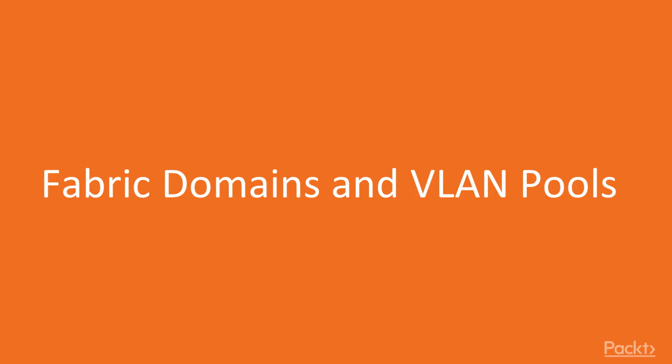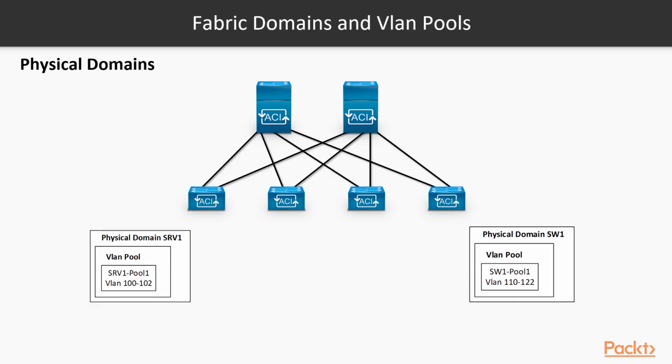Okay, everyone, let's continue on section 3, enabling connectivity in ACI, fabric domains and VLAN pools. If you remember our previous video, we discussed the switch profiles and the interface profiles, and that is how we enable those physical interfaces and connect our devices into the ACI fabric.